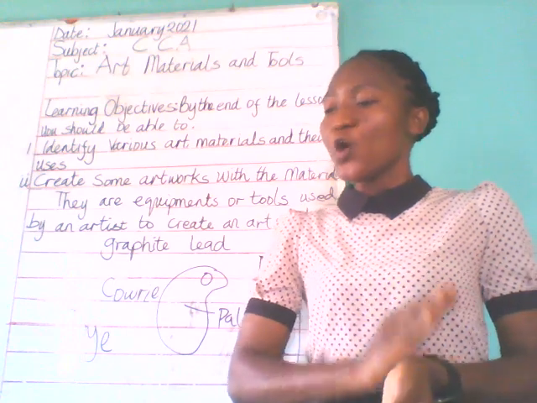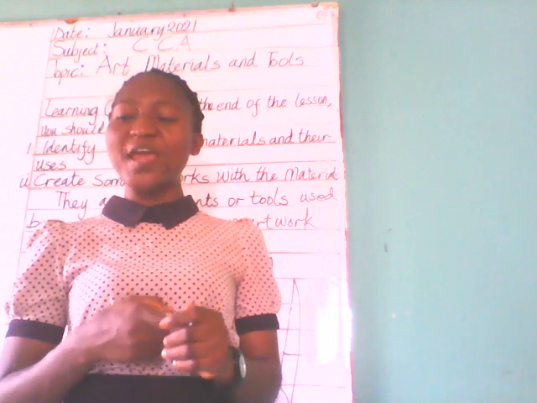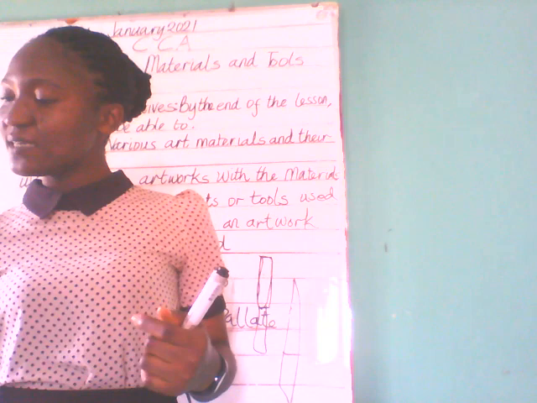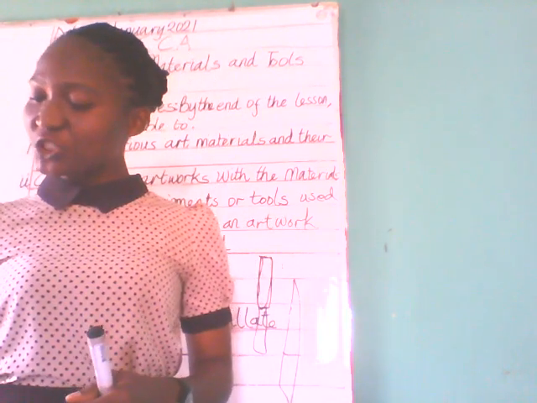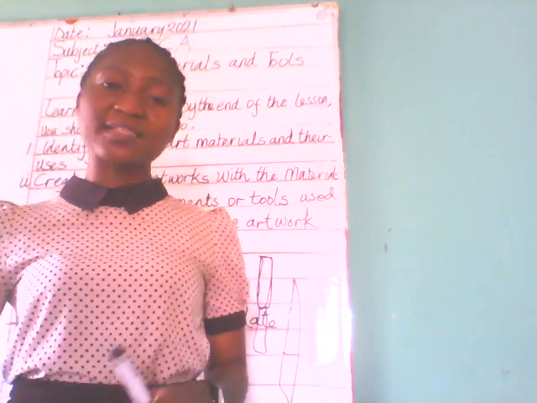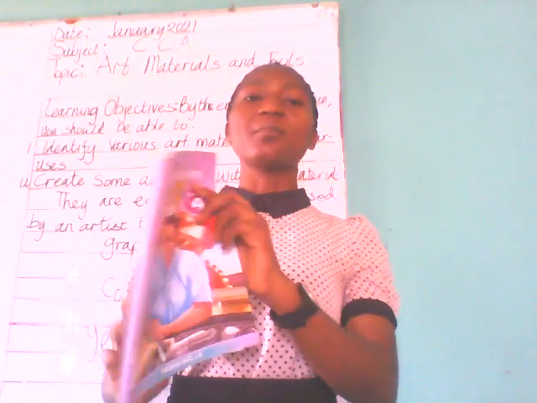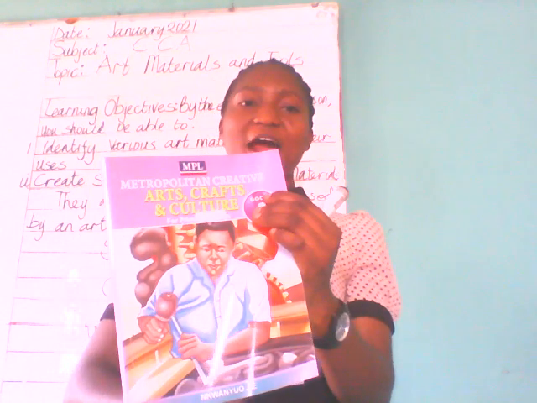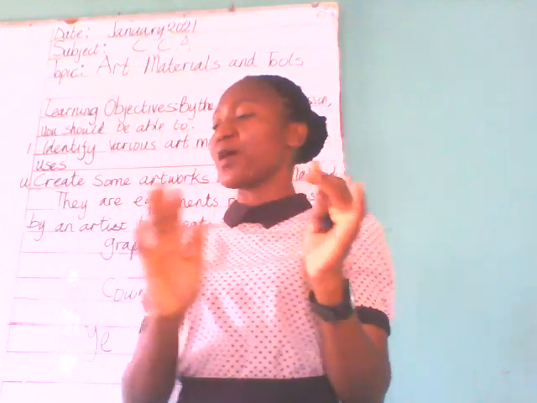To carve the wood. You have your textbook there with you at home. You can check pages 8, 9, 10, 11, 12 to 13. From page 7 to 13 of your textbook, Metropolitan Creative Arts and Crafts and Culture, it is there. You see everything, any material you want to see that is used for that.